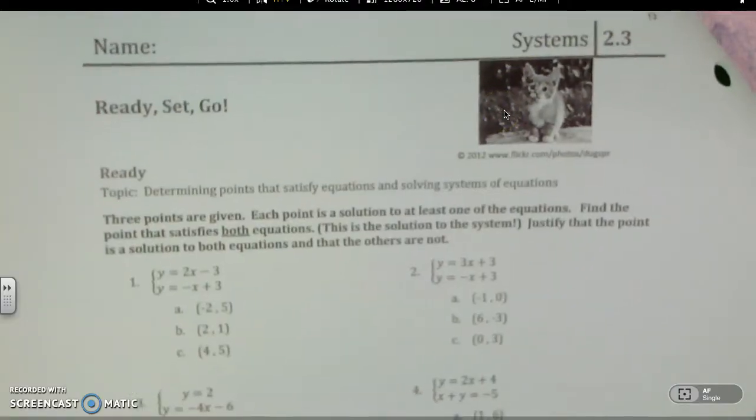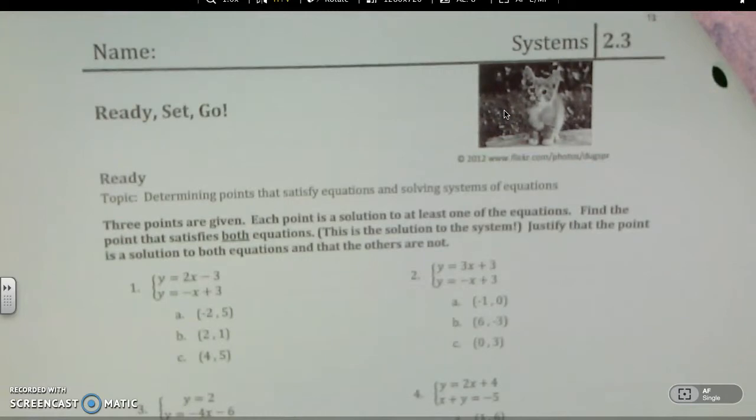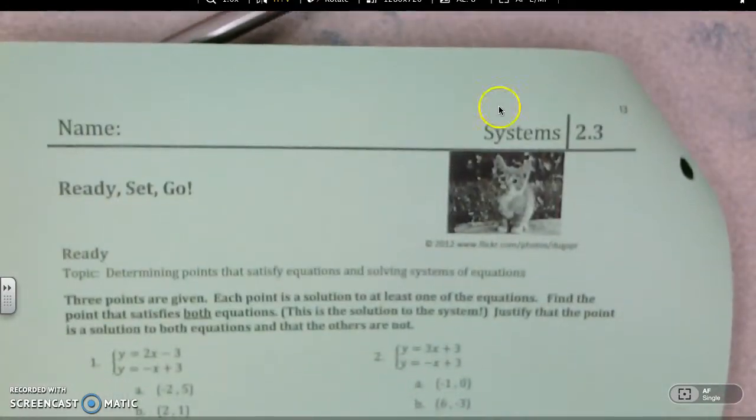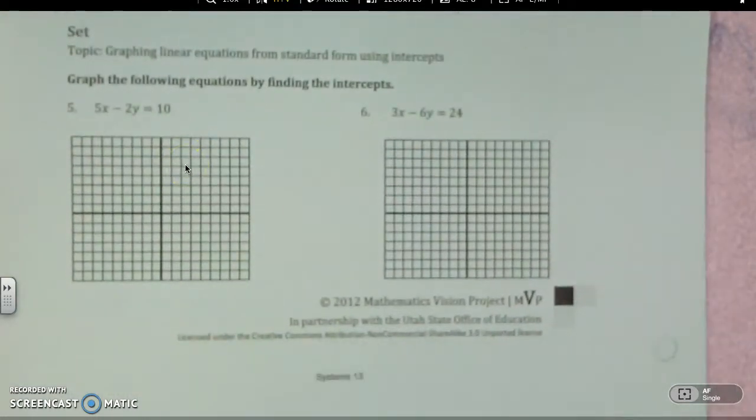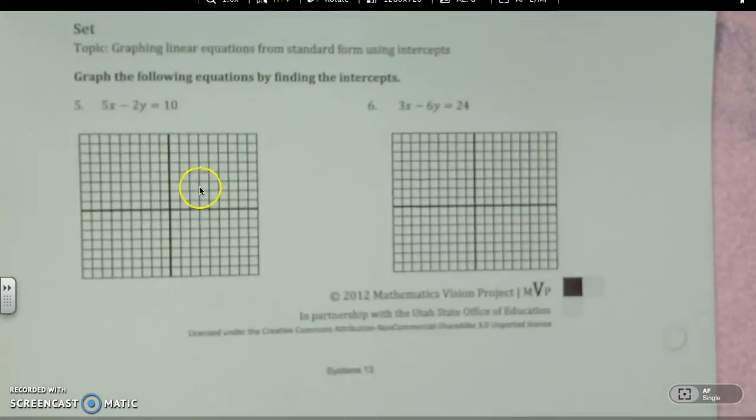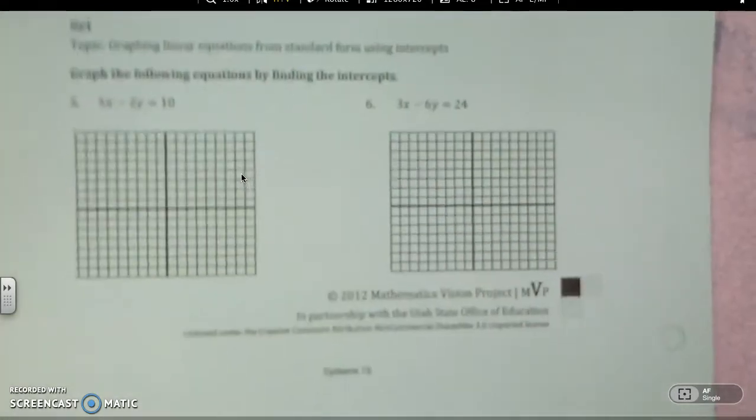Alright, students, we're going to finish up the 2.3, the Ready, Set, Go. I have my paper out. I'm going to slide down here, but you can see it's 2.3, the Ready, Set, Go. We've already gone over the other parts. Now it's time to talk about graphing. Now all of 5, 6, 7, 8 are all very, very similar. So if you can graph one, you should be able to graph all of them.